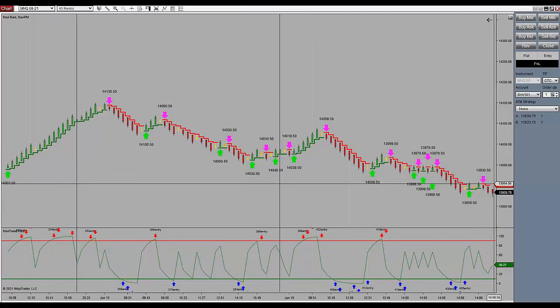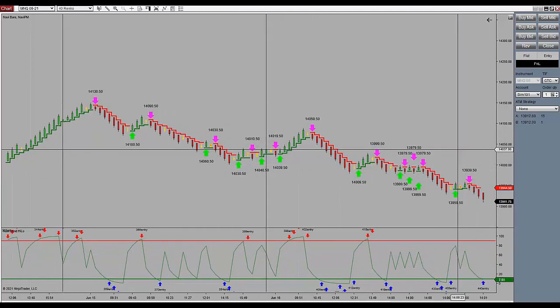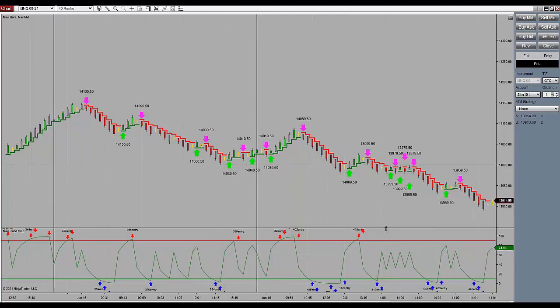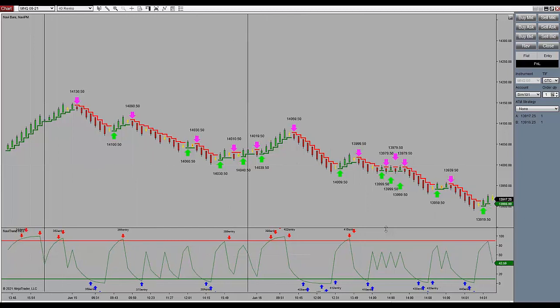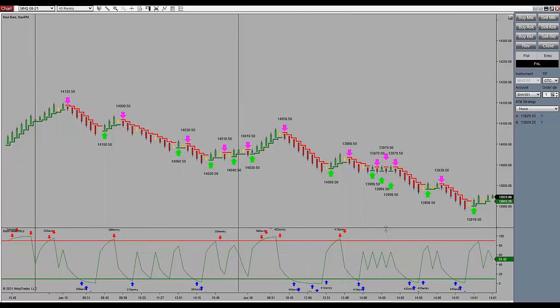Right now you can see we just had another sell signal. See on the right side of your chart. Moving down right now. All right, so right now, Nasdaq moving lower. Back up again. All right, so Nasdaq moving up.